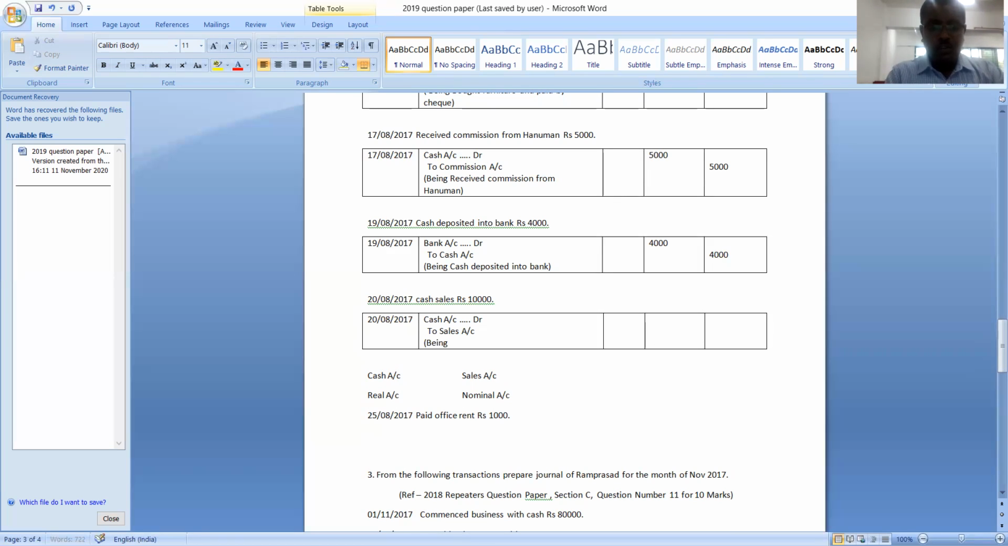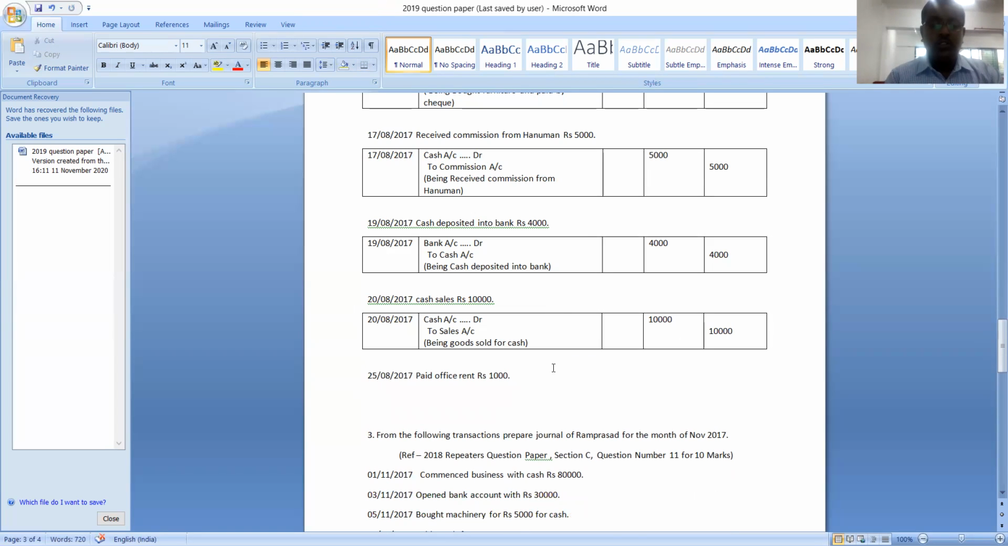What is the narration now? Narration is being goods sold for cash. Now we should write the amount parallel to the name of the account debited, rupees 10,000. In the next column, parallel to the name of the account credited, rupees 10,000. Understood? So let us move to the last transaction now.